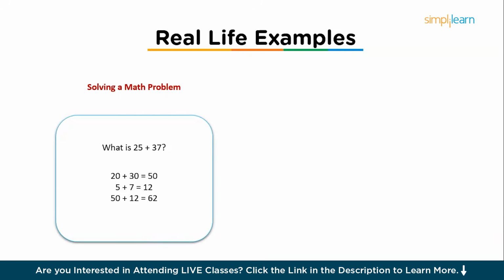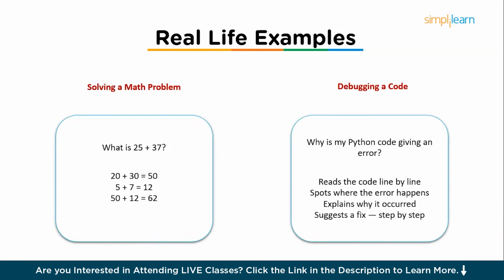Then we are going to the next example, that is debugging code. So now let's shift to a coding scenario. If you ask, why is my Python code giving me an error? Here's what O1 does. It reads the code line by line, spots where the error happens, then explains why it occurred, and then it suggests a fix step by step. It's like having a calm, logical coding partner who always explains their thinking. So let's now move on to the next one.